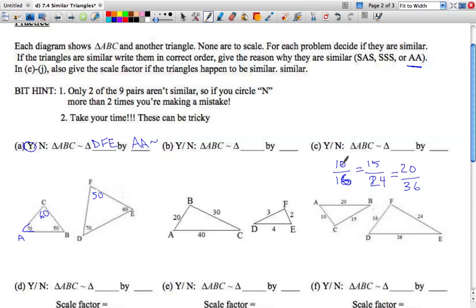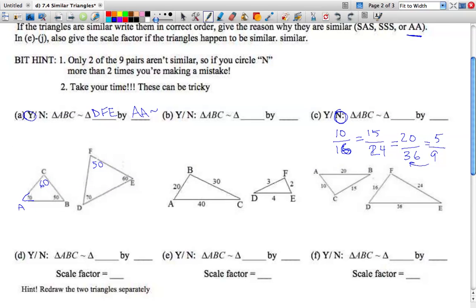So if we look at these, let's see. It looks like 4 goes into 20 5 times. And 4 goes into 36 9 times. So that's 5 to 9. But if I look at this one, it isn't 5 to 9. And this one isn't 5 to 9. So the answer to this one is no, because you don't have side proportionality, or here, side similarity.